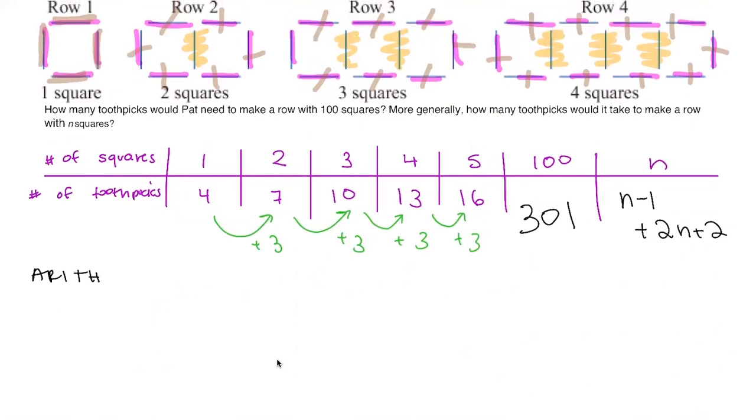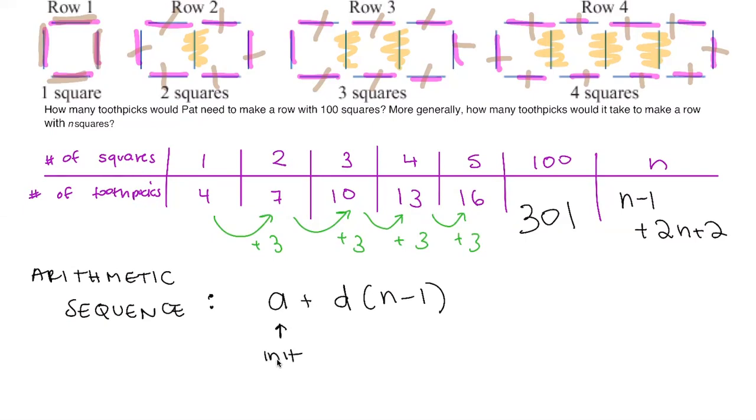Arithmetic sequence. There's a formula, and that formula is a plus d times n minus 1. Now, a is the initial amount that you start with. Initial amount that you start with. D is the common difference. And the n minus 1 just kind of stays there.